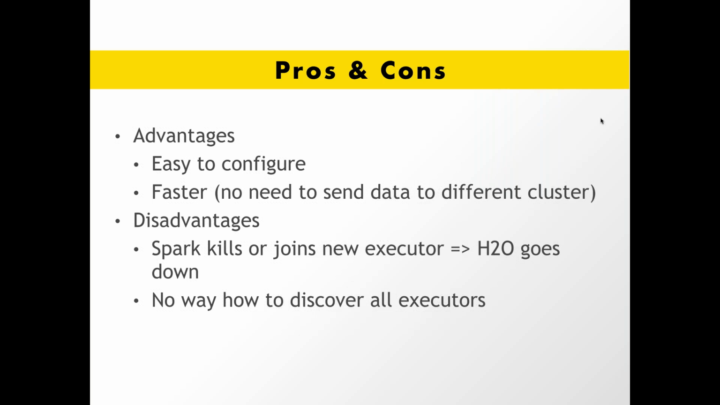The disadvantage is a bit more technical, but basically when we have Spark dynamic allocation enabled or YARN preemption enabled, Spark can kill or add a new executor, and that basically means the end for us, because H2O cannot handle changes in the cloud shape. So when we start a new executor, H2O would expect that H2O would be living there as well, but it doesn't. And when we lose an executor, H2O expects that this H2O node is still there, but it's not, because the executor went down.